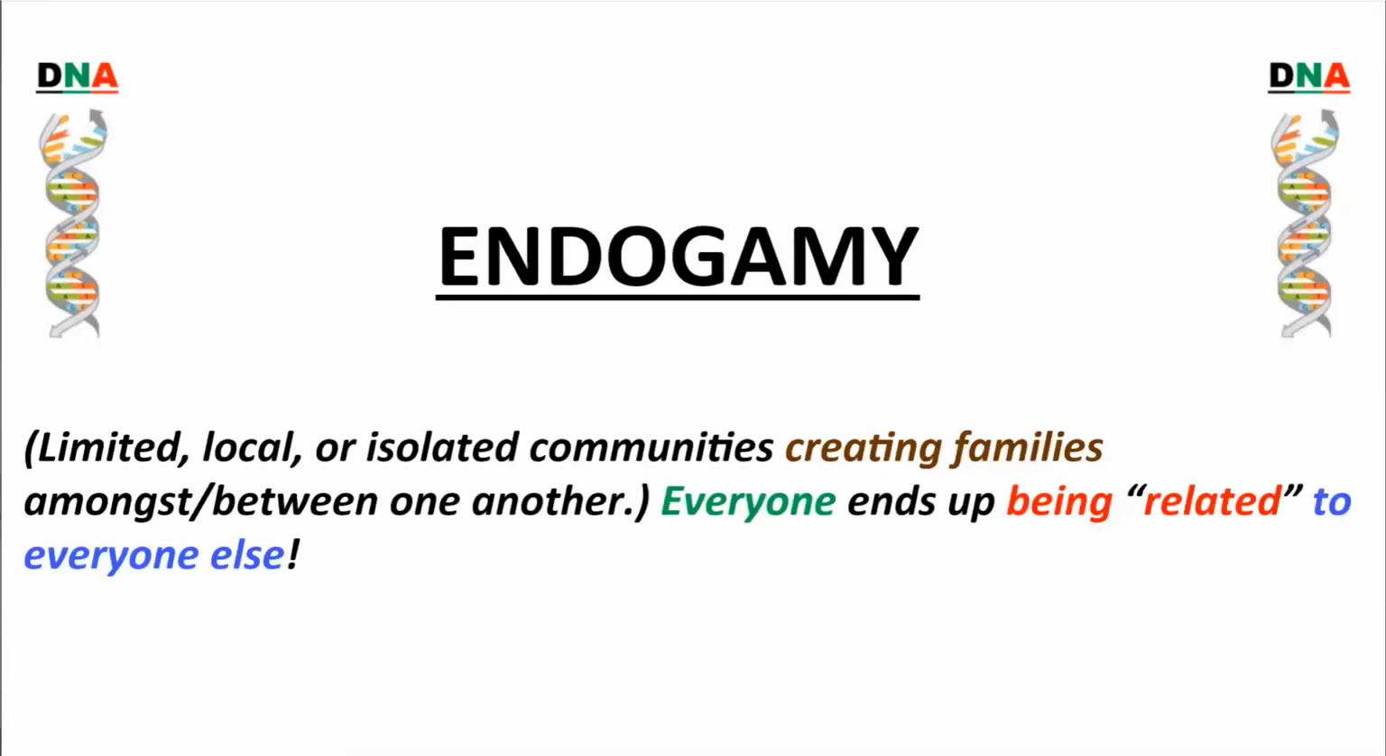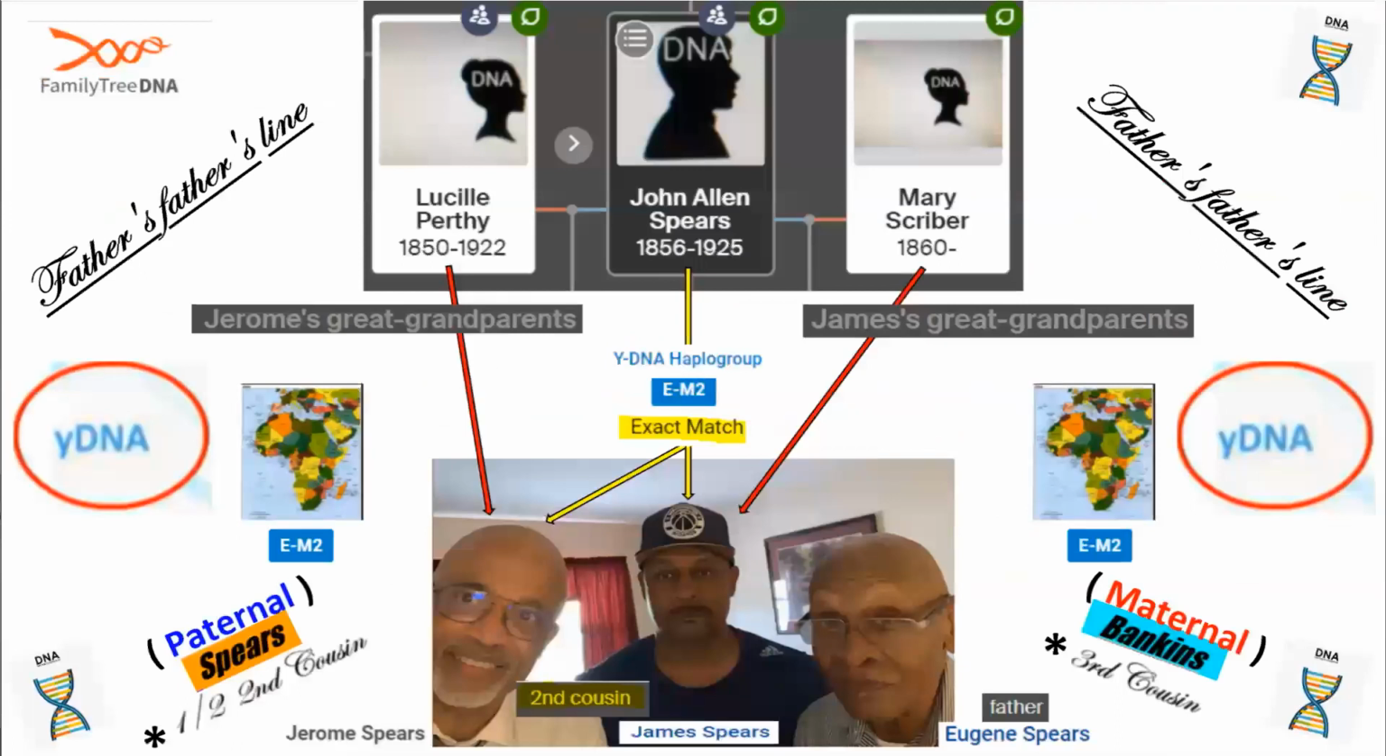So in the center, this is my cousin, James Spears. He and I are an exact Y DNA match to my great-grandfather, John Allen Spears. I descend from John Allen via Lucille Purvey, and James extends via the wife that he later married, Mary Scriber. So we're half-second cousins on the Spears side, or paternal side, of the family.